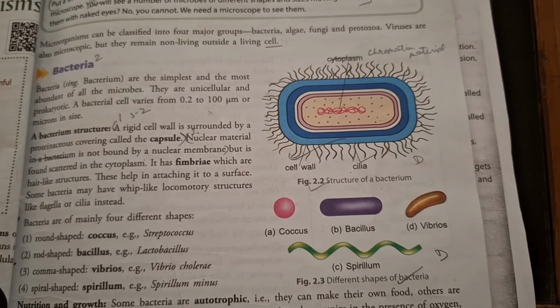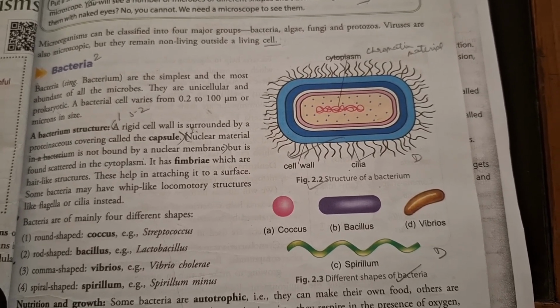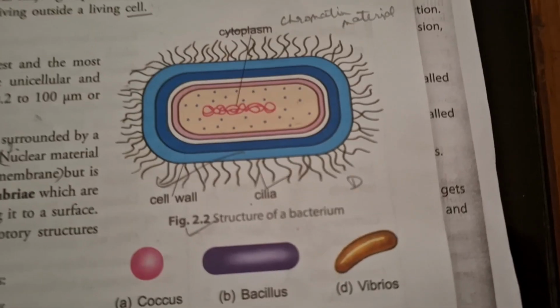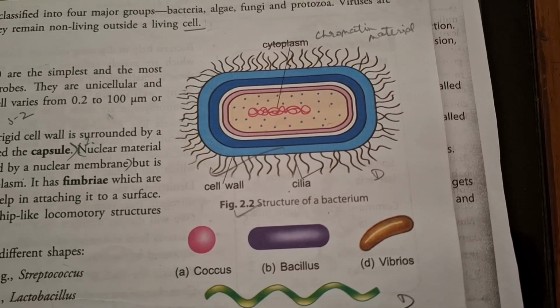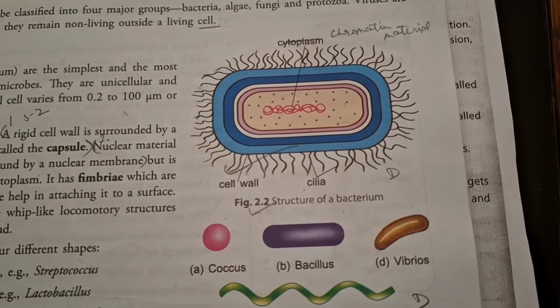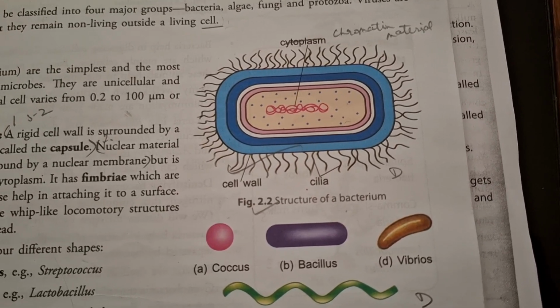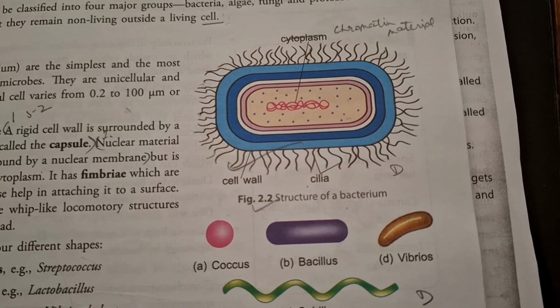You know, bacteria are the simplest and the most abundant of all the microbes. Here is the picture of a bacterium cell. Bacteria are unicellular and prokaryotic. A bacterium cell varies from 0.2 to 100 micrometers or microns in size.